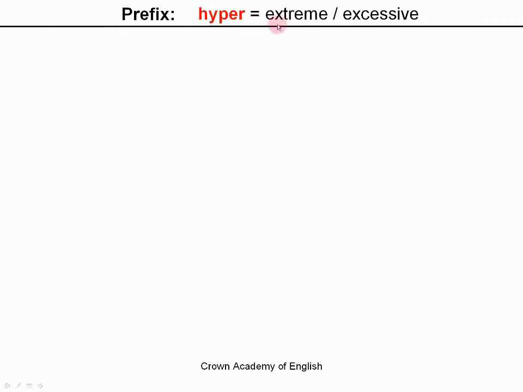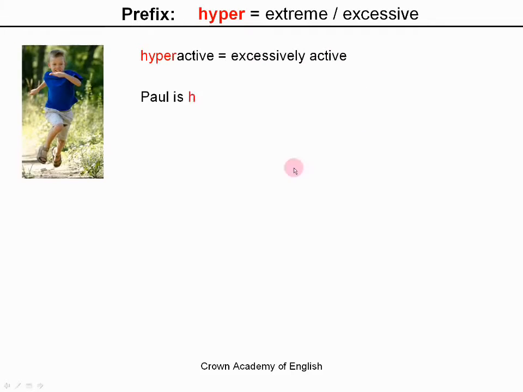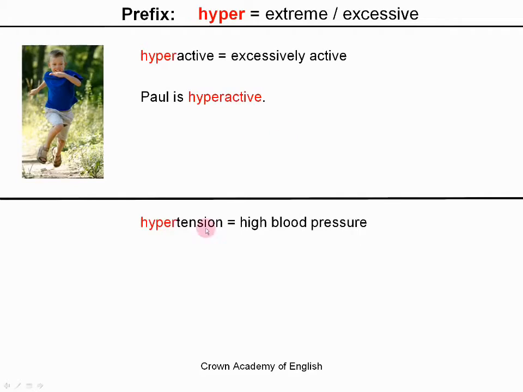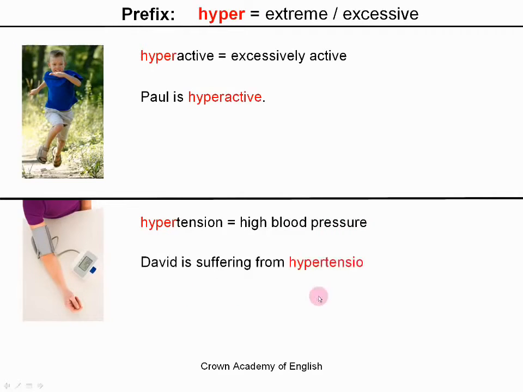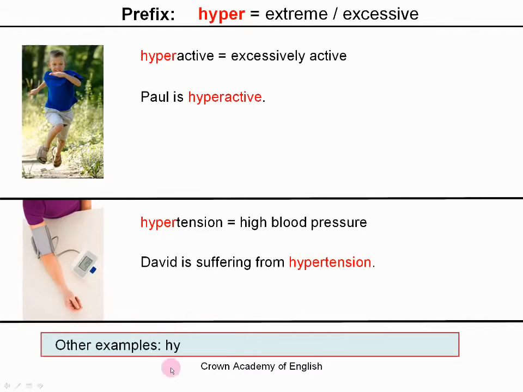Hyper. This means extreme or excessive. Hyperactive. This is an adjective. If someone is hyperactive, they are very active, extremely active, or excessively active. Paul is hyperactive. Hypertension. This means high blood pressure, excessive blood pressure. David is suffering from hypertension. Other examples: hypermarket, hypersensitive, hyperventilate. Okay?